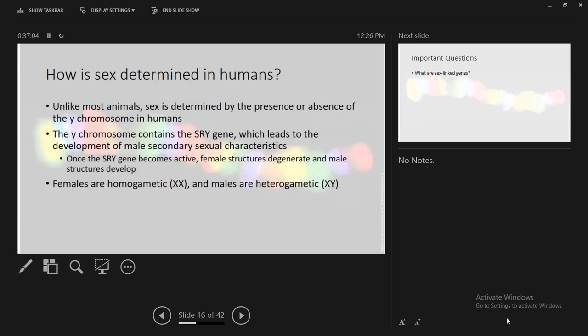So, everything we talk about from this point forward when we talk about sex-linked genes is going to be true of mammals, and it's also going to be true of Drosophila, because that's how sex is determined in mammals and in Drosophila. This discussion would not be true for reptiles where temperature determines sex, and it would not be true for birds where you have the exact opposite.